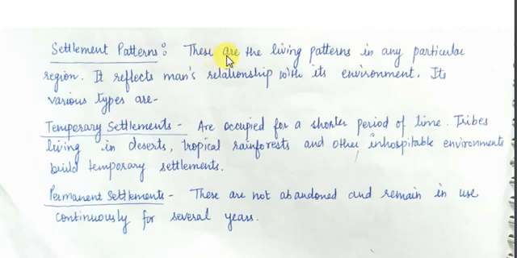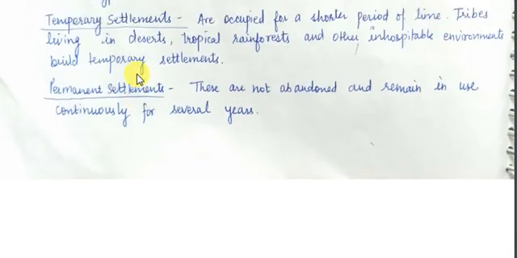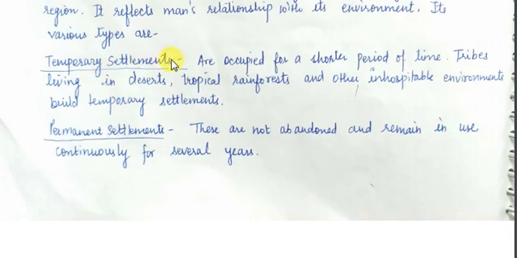So settlement patterns are actually the living patterns in any particular region. It reflects man's relationship with its environment. Its various types are as follows. Basically these are the patterns in which human settlements are present in any particular area. So the different types are: number one, temporary settlements.